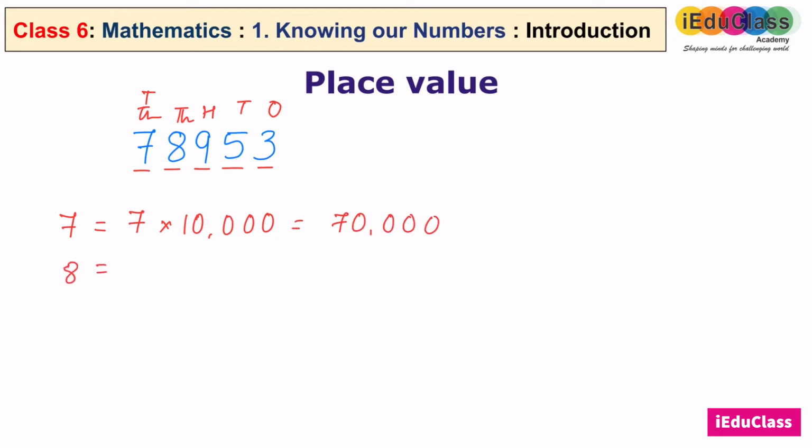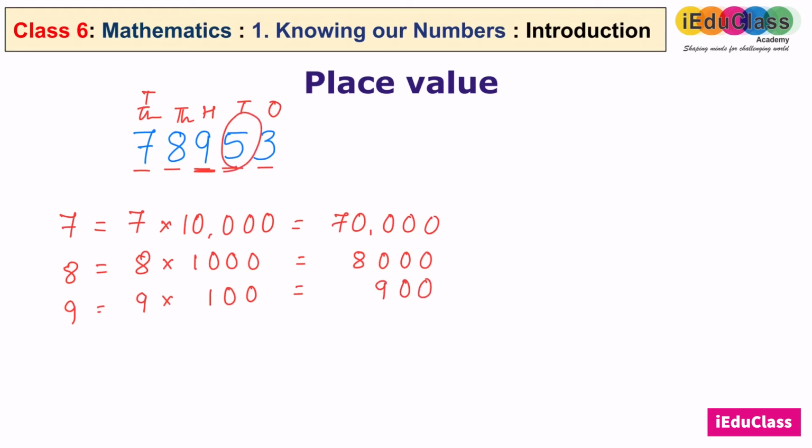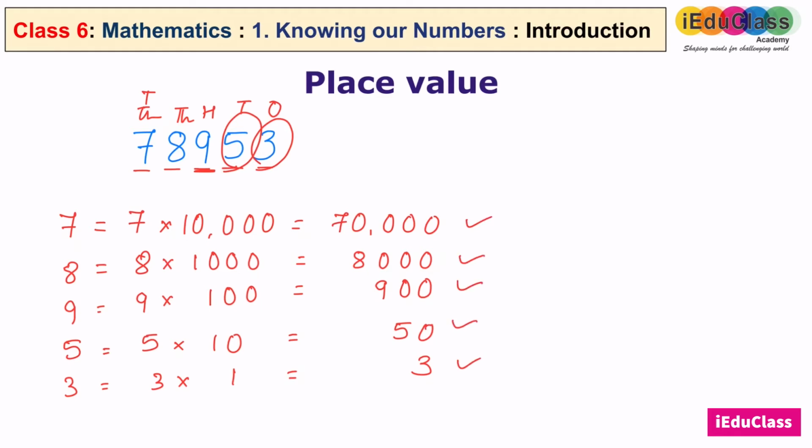Place value of 8. 8 into 1000. So place value is 8,000. Third digit is 9. 9 is on the 100 place. 9 into 100 equals 900. Next digit is 5. 5 is on the tens place. 5 into 10 equals 50. And last is 3. 3 into 1 equals 3. These all are place values of the individual digits.